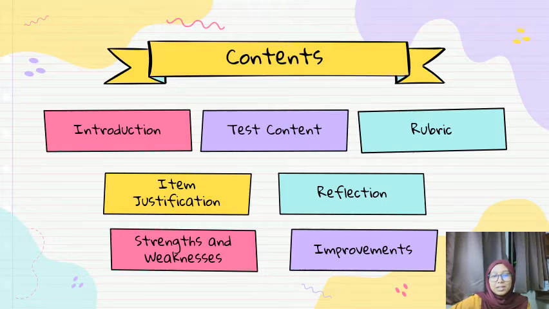So, in my presentation, the contents are: the first one is introduction. The second one is test content. The third one is rubric. The fourth one is item justification. And the fifth one is reflection. And the sixth one is the strength and weaknesses. And lastly is improvement.